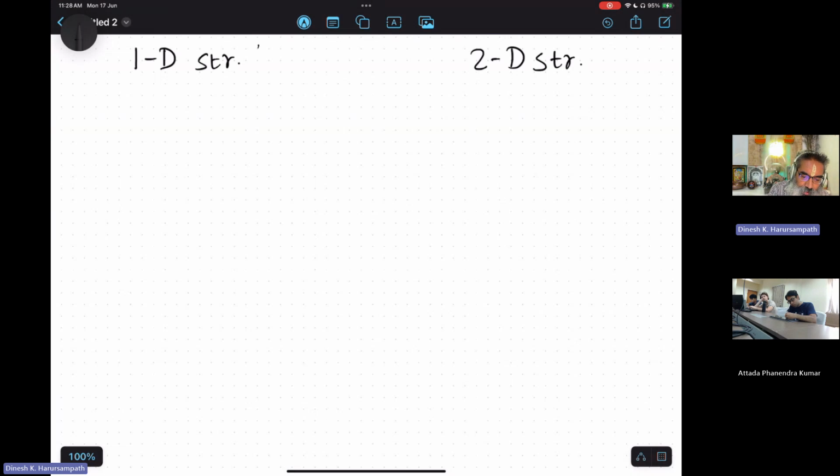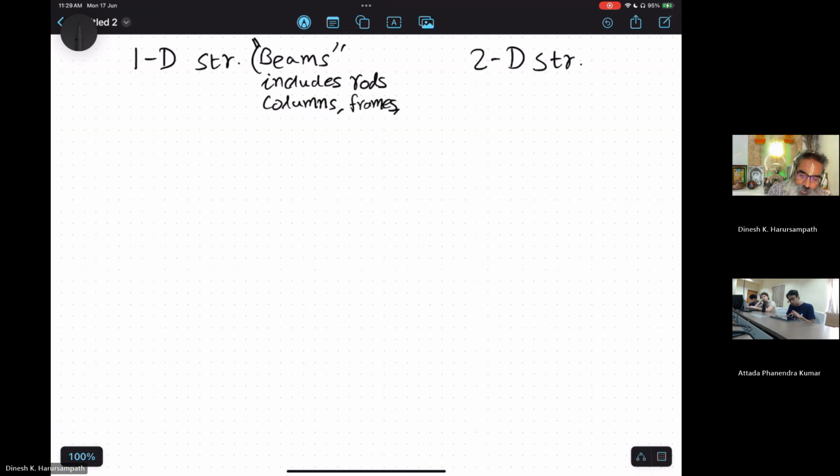So now if you look at this, we have, remember, 1D structures and 2D structures, which we in general called beams. That's our terminology for it, but it actually includes rods, columns, frames, shafts, etc. In other words, there can be torsion, there can be compression, there can be bending, there can be extension, whatever it is, as long as one of the dimensions is large compared to the other two dimensions, namely L is very large compared to B and H, we call it a one-dimensional structure.